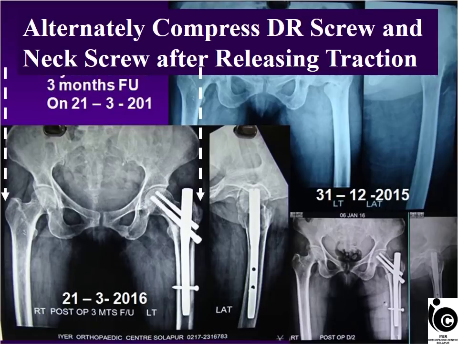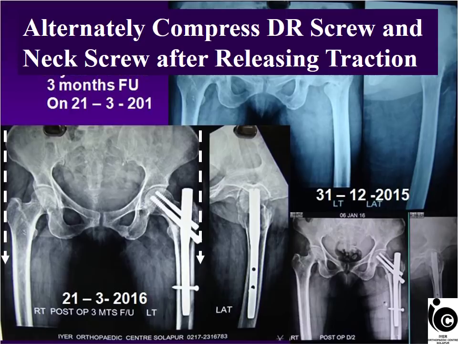As I said earlier, alternatively compress the derotational screw and the neck screw after releasing the traction. That is very, very important. Otherwise, the neck screw will be backing out in the immediate post-operative X-ray itself. Here is an X-ray with 3 months follow-up. You can see that there is no backing out. All the compaction the fracture required has been done on table.